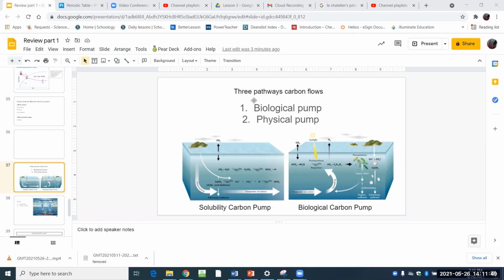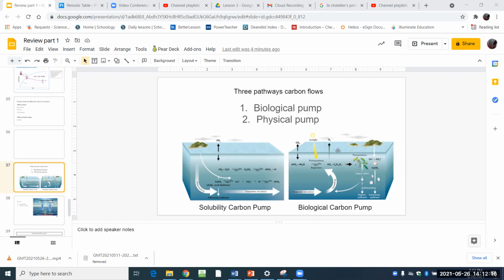All right, so this is the last topic of the review. Now we are looking at ocean acidification. There are two main pathways that carbon enters the ocean from the atmosphere. If you go back to part 4 and look at the carbon cycle, this is just us zooming in on the carbon cycle, the interaction between the atmosphere and the ocean.